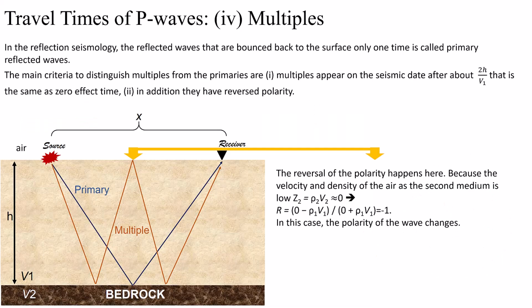For the first multiple, something that you should consider here is that at this location, the free surface, where you have air, which has very low density and velocity, the acoustic impedance of the air can be assumed to be 0. So here is Z1, here is Z2. In such a scenario, the reflection coefficient is -1, and -1 means that the polarity is reversed.